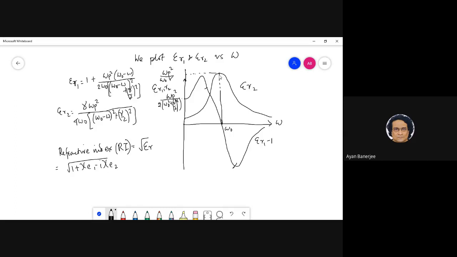What actually happens is that this frequency will slightly shift if I take the whole expression. This one will not change. The real part will remain the same. The imaginary part's peak will be slightly different, but the average behavior does not modify. The average behavior will remain exactly the same, except that the values will be slightly shifted. And for all intents and purposes, we typically take this omega 0 as the actual resonance.